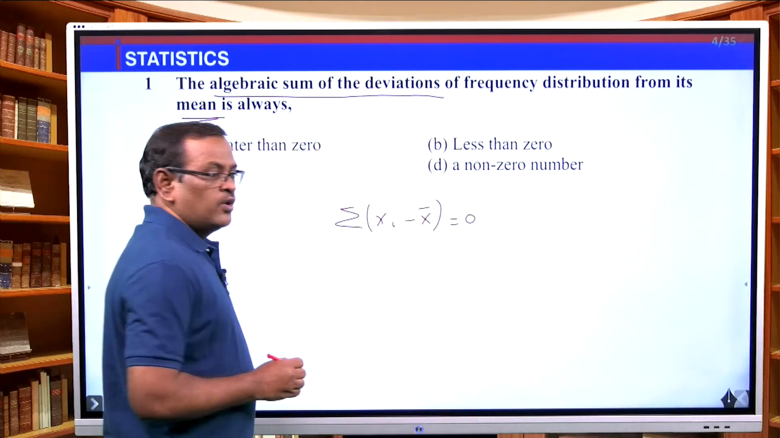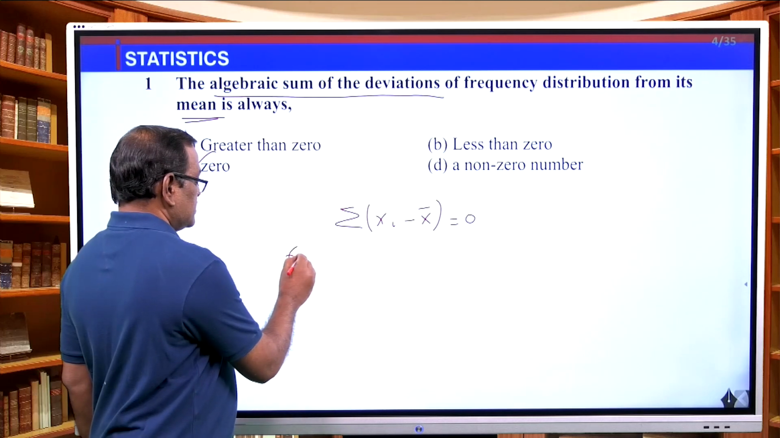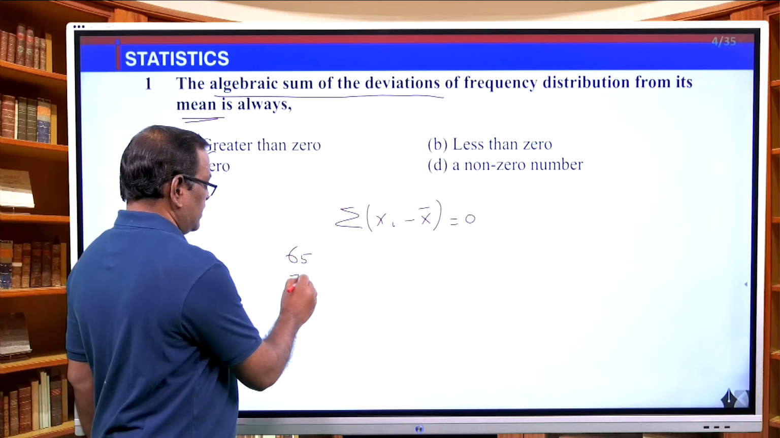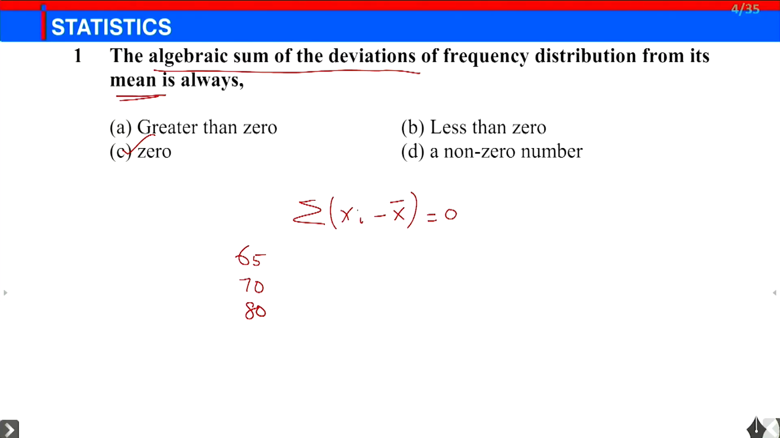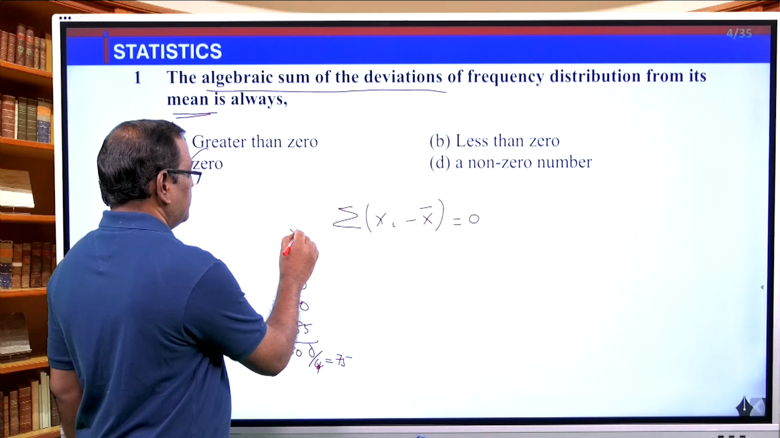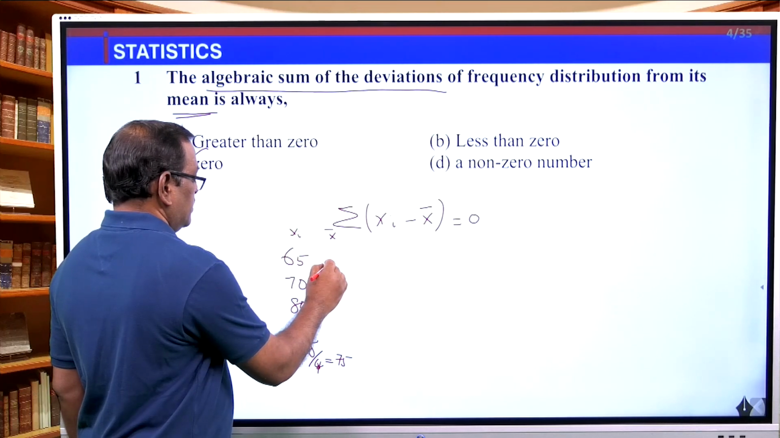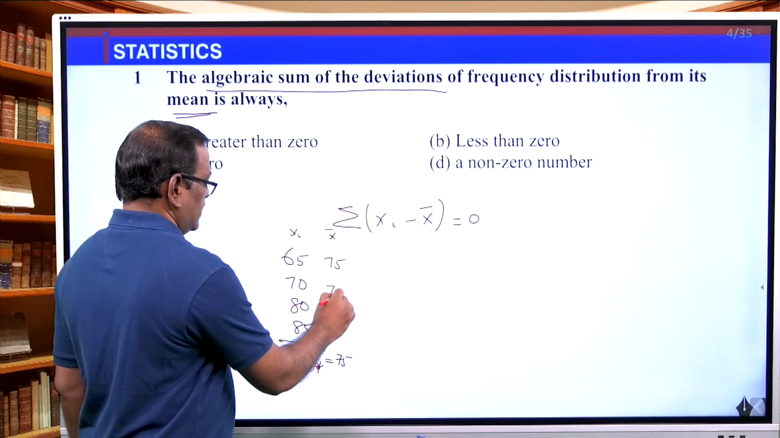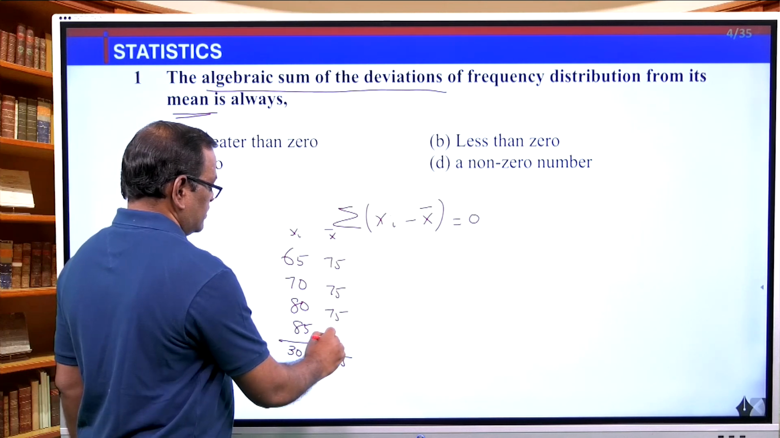Assume there are 4 subject marks: 65 in one subject, 70 in another subject, 80 in the third and 85 in the fourth subject. If you add all the values, you get 300. If you divide by 4, the average mark is 75. So this is the subject mark xi and this is x bar: 75, 75, 75, 75.